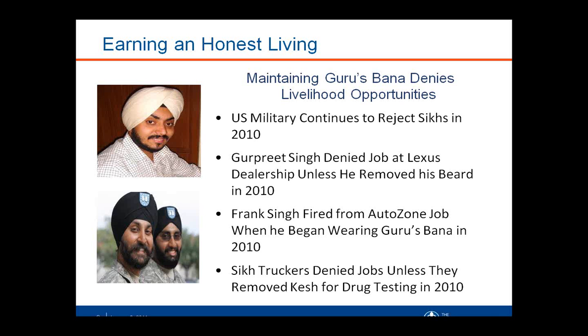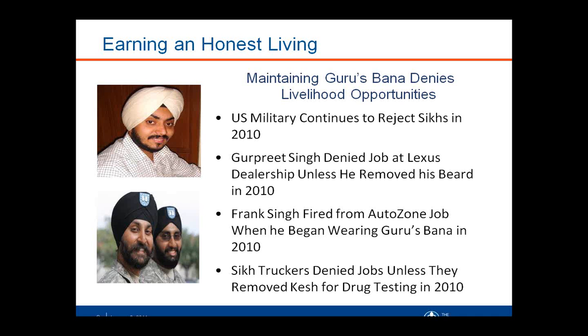Next, just again from this year, a gentleman named Frank Singh who decided to adopt Sikhism this year and started growing his kesh and then started tying a dastar, was fired from a job at AutoZone, which provides basic auto parts and even some auto repairs. It has franchises all over the U.S.